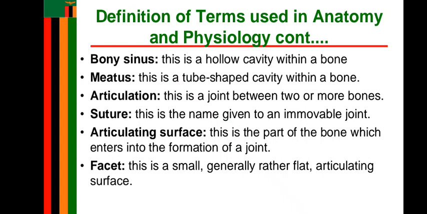Okay, then articulating surfaces. What are articulating surfaces? This is the part of the bone which enters into the formation of a joint. So an articulation surface is just a part of the bone that enters into the joint. That is what we call the articulation surface. Then we have what we call the facet. A facet is a small or generally rather flat articulating surface.